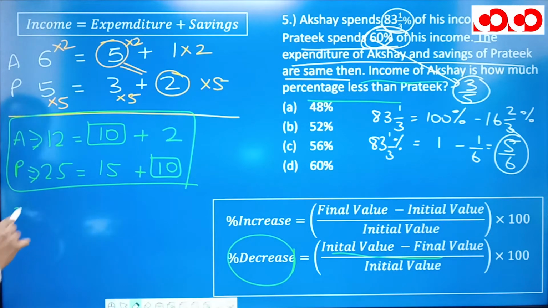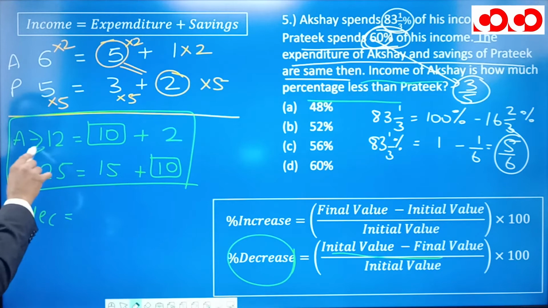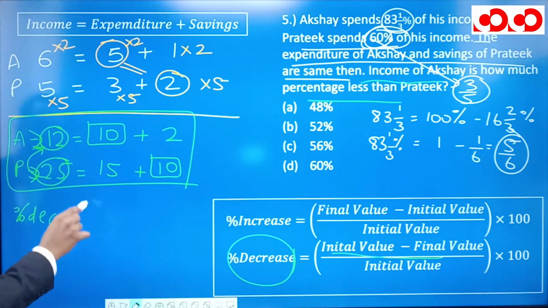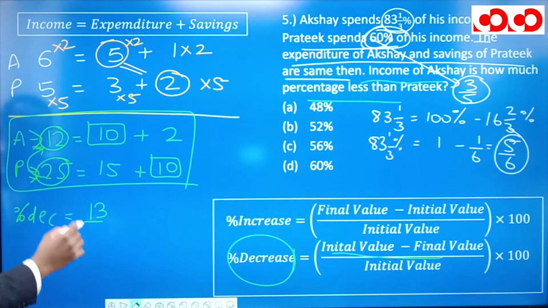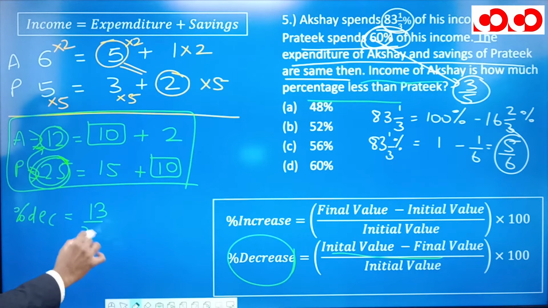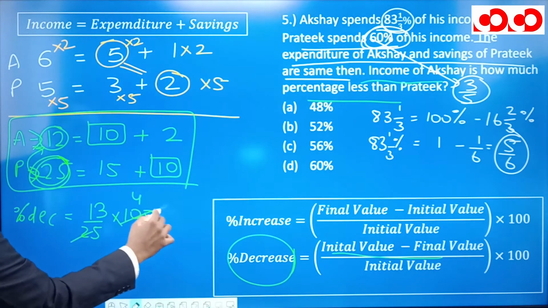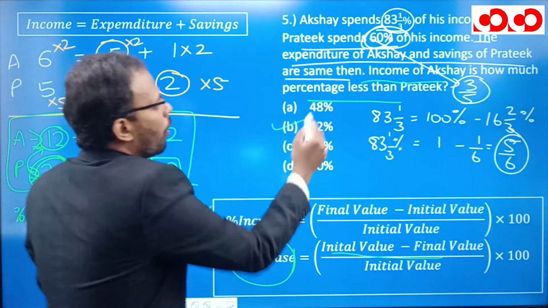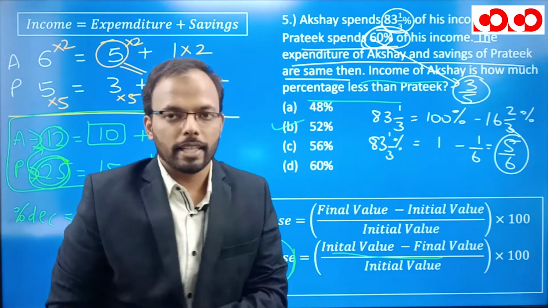So percentage decrease is nothing but how much percentage it is less. Initially it is 25, and over here it is 12, so it is getting reduced by 13. Initial value minus final value is 13, divided by my initial value 25, multiplied by 100. So I'll cut this by 4 times and this is going to be 52%. So the income of Akshay is 52% less than the income of Pratik.